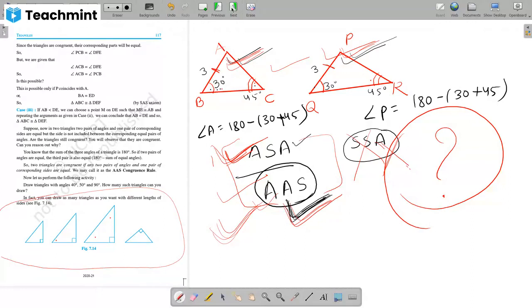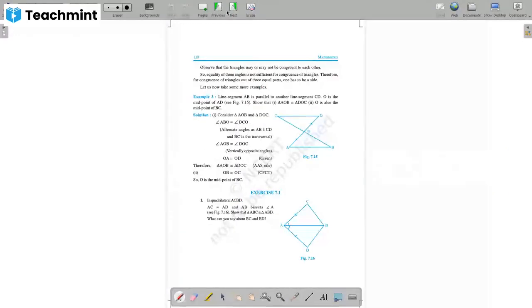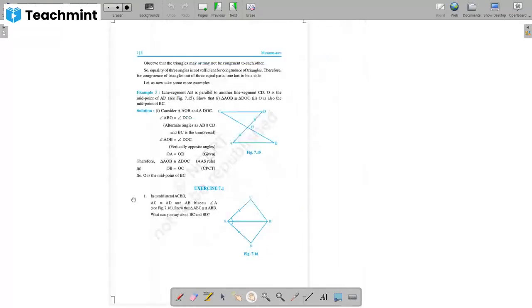No, ma'am. So the triangles may or may not be congruent to each other. So equality of three angles is not sufficient for congruence of triangles. Therefore, for congruence of triangles, out of three equal parts, one has to be a side. Did you understand the meaning of this line?